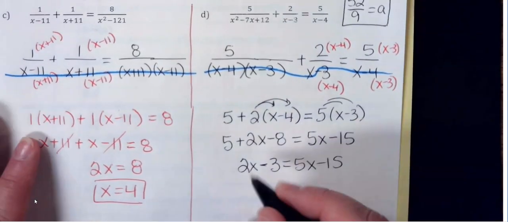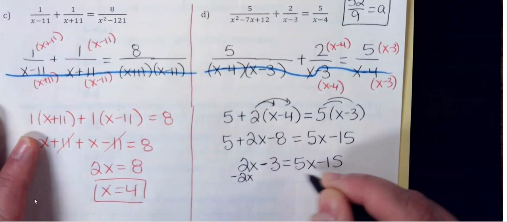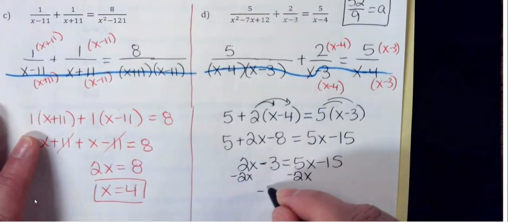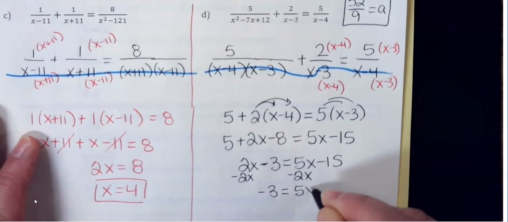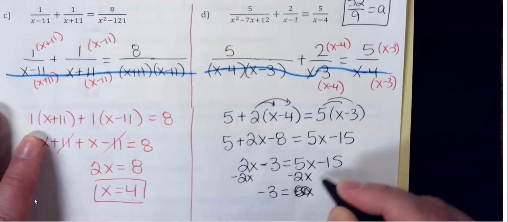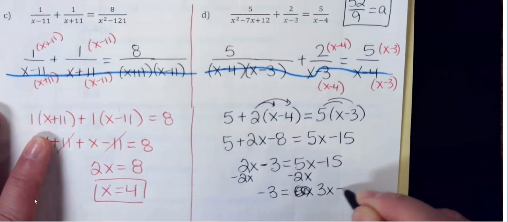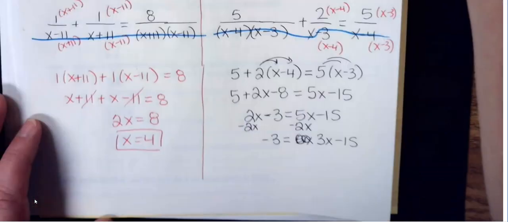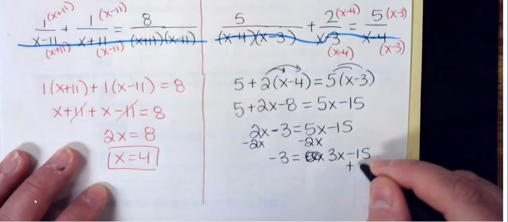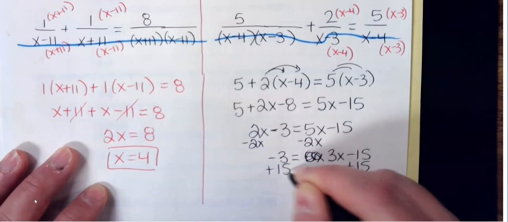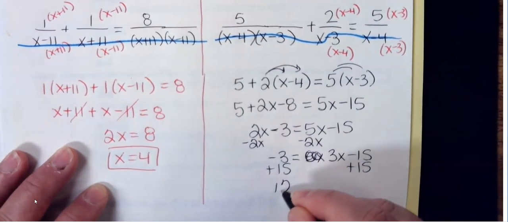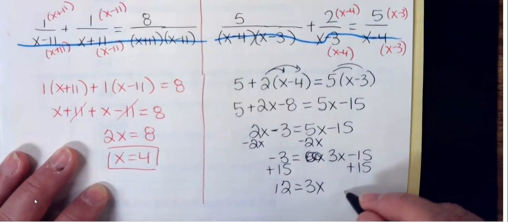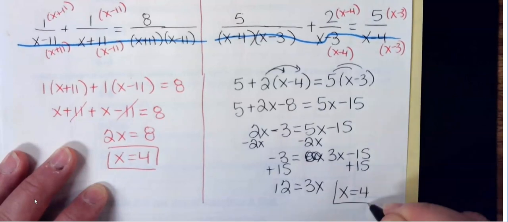And then completely up to you how you want to solve it. Like I keep telling you, I like to try to keep my variable positive if I can. So if it was me, I would subtract 2x from both sides. So we'd end up with -3 equals 3x minus 15. I'm going to add 15 to the other side. So -3, add 15 to that, we're going to get 12, and that's equal to 3x. And then just divide by 3. So x would be 4.